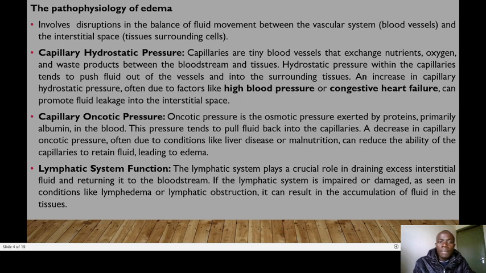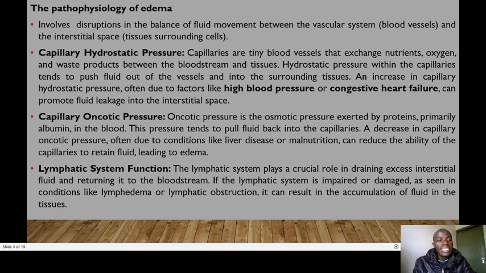Some of the factors that contribute to this, number one, is the capillary hydrostatic pressure. You find that capillaries are the tiny blood vessels that normally exchange nutrients, oxygen, and waste products between the bloodstream and tissues. So, hydrostatic pressure is normally found within the capillaries and it tends to push fluids out of the vessels and into the surrounding tissues.